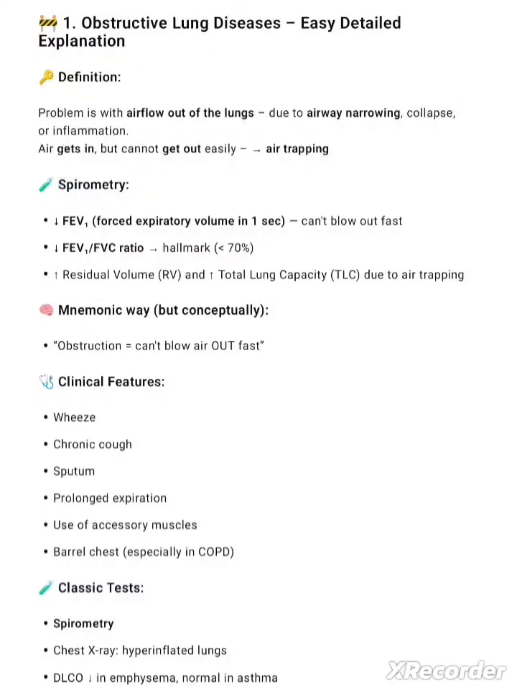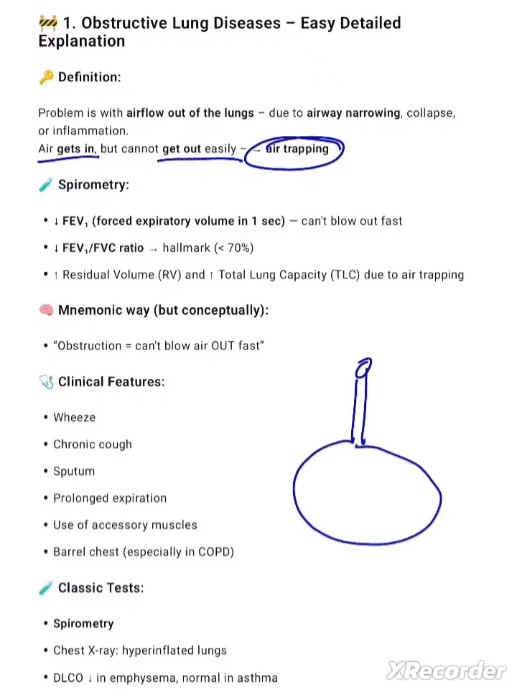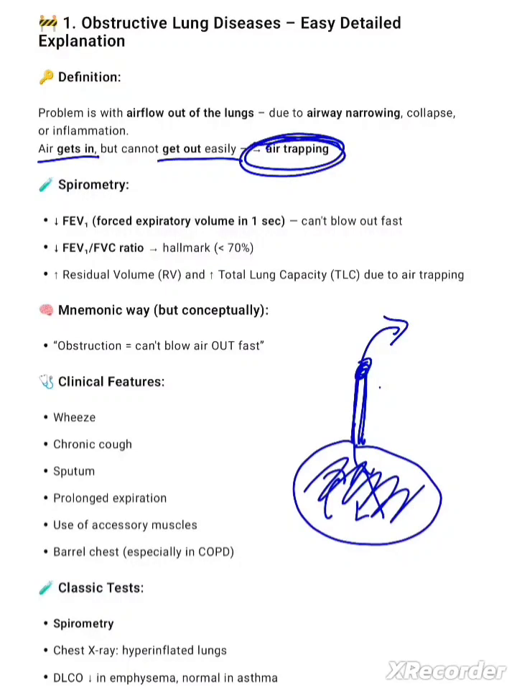So in obstructive lung disease the main problem is air gets in but cannot get out easily, so air trapping is happening. As I said earlier, this is the lung and this is the airway. So if the airway is too narrow, the air cannot go out easily, so the air is trapped here, so it is called air trapping.